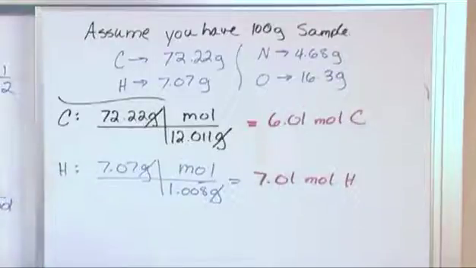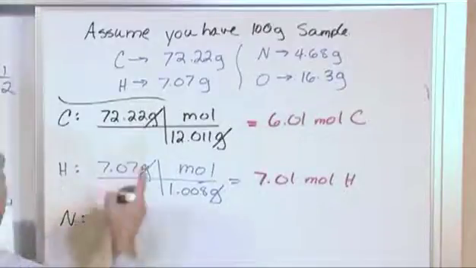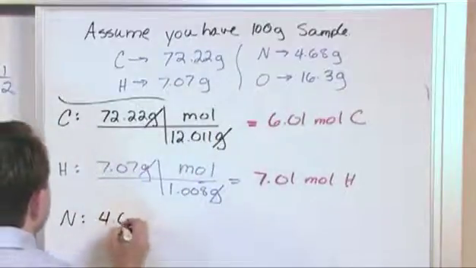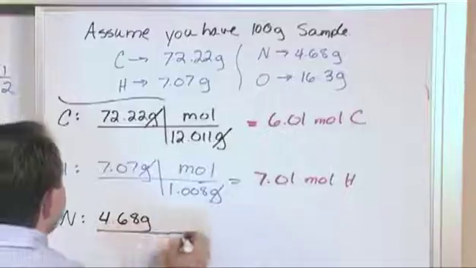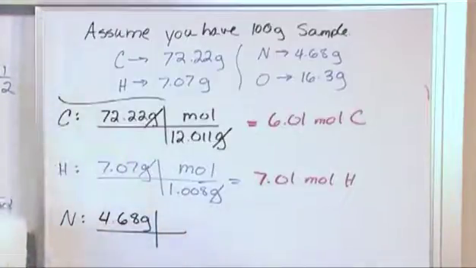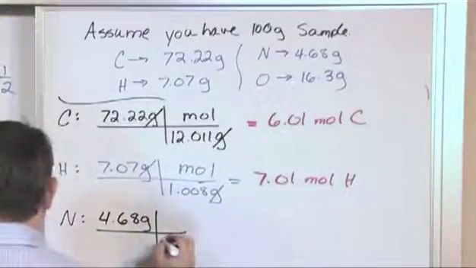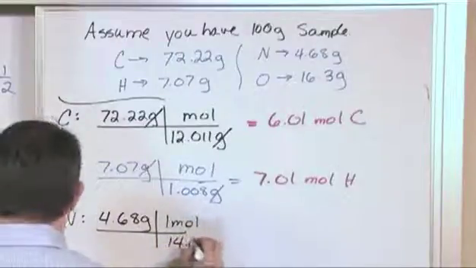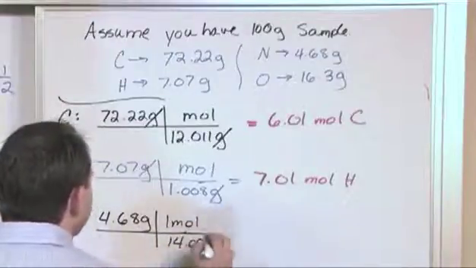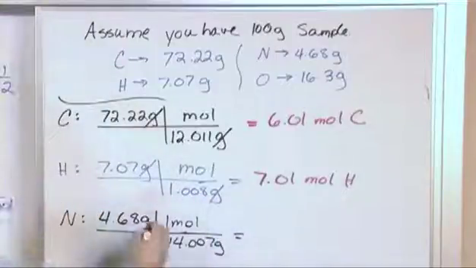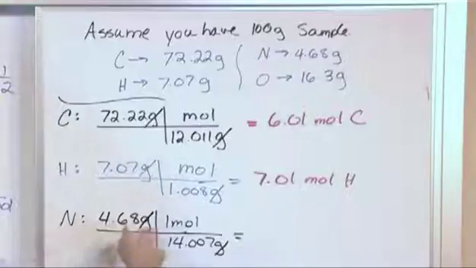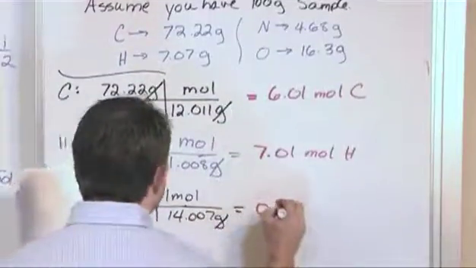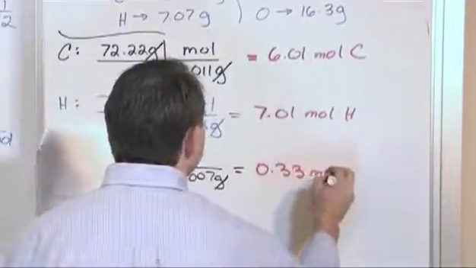Now, the next one is nitrogen. For nitrogen, we have 4.68 grams of nitrogen. How many moles do we have there? For every mole of nitrogen, we have 14.007 grams per mole. This comes right off the periodic table. And of course you're doing it that way so grams will cancel with grams. And then when you take this divided by this, you'll get 0.33 moles of nitrogen.